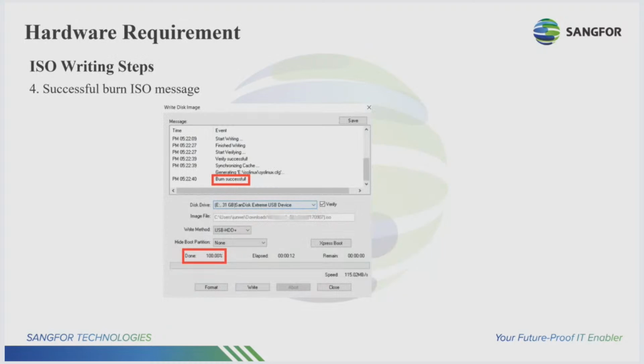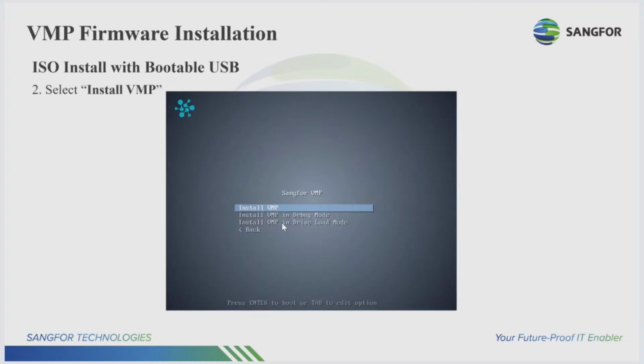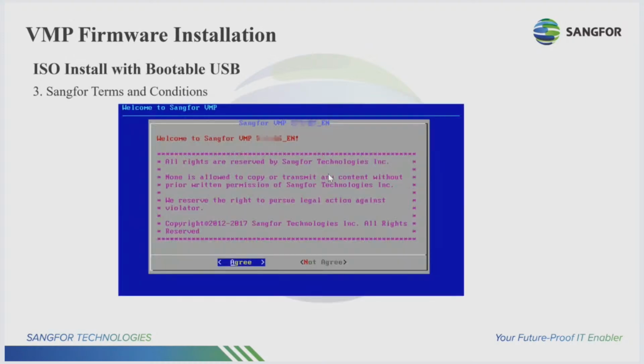Okay, after the ISO is burned successfully, we can insert the USB key into the server and choose USB as the first boot. And open the server. It will jump to this page. We choose install. We can choose install Sangfor VMP, and follow the guide to complete the install process.